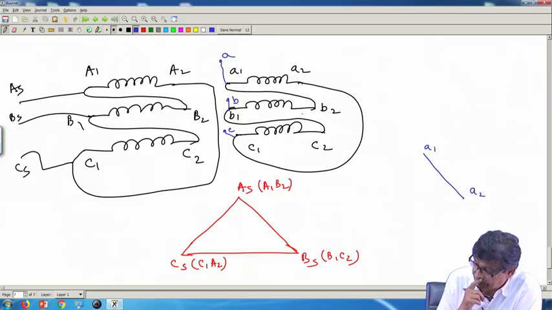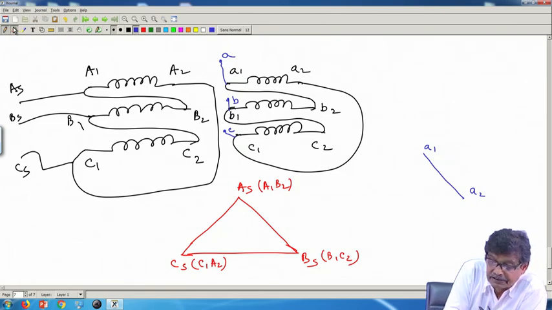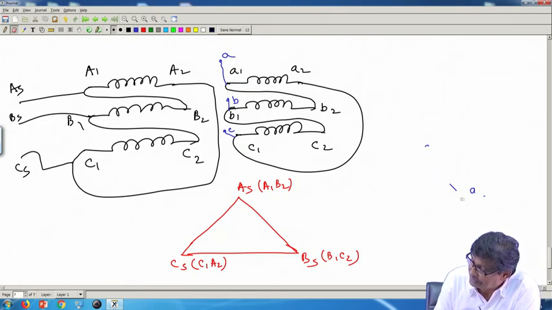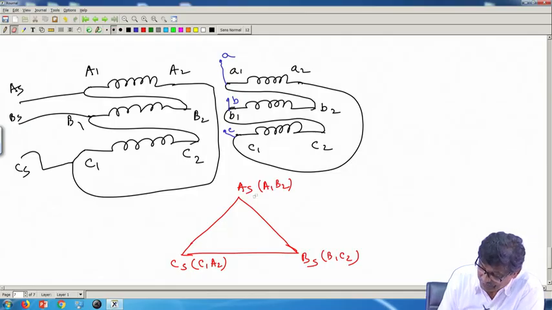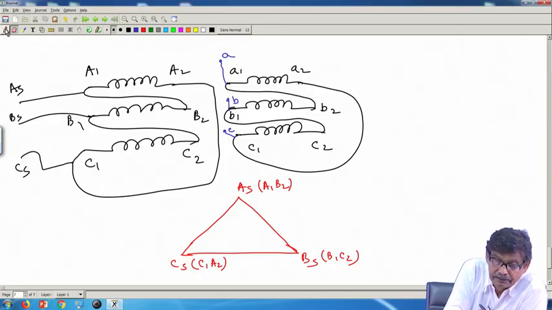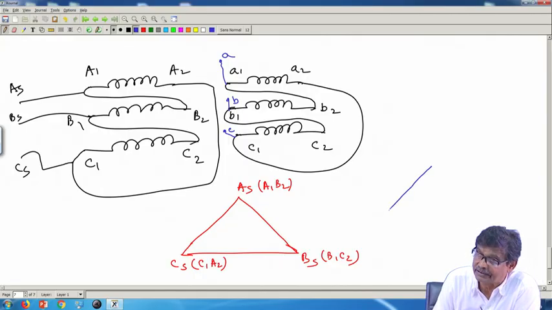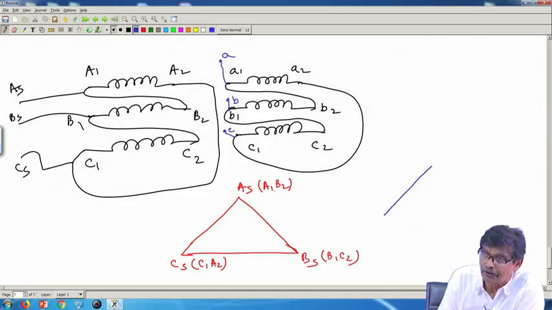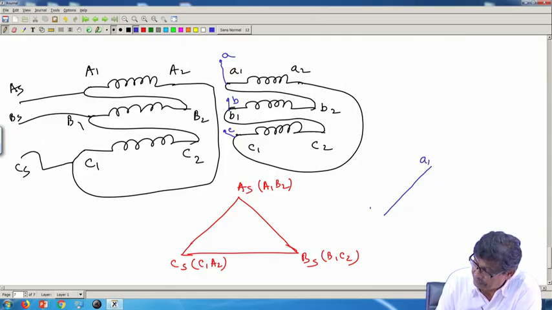And B1 B2 is where? This one. Have I drawn this correctly? Wrong, sorry, there is a mistake here. See, A1 A2 is here. Have I made A1 A2? So, A1 A2 here I should draw like this, correct or not? Small a1 small a2 parallel.